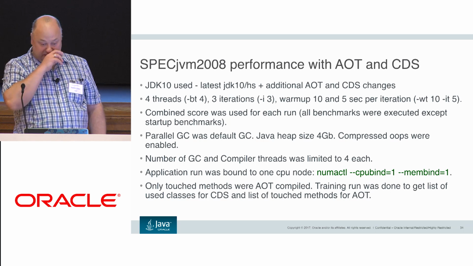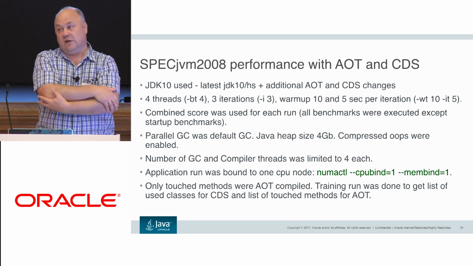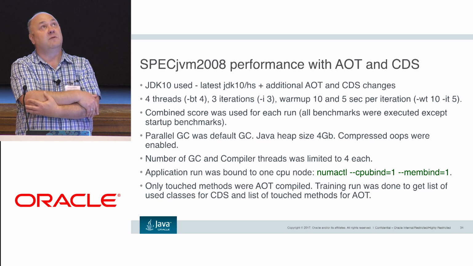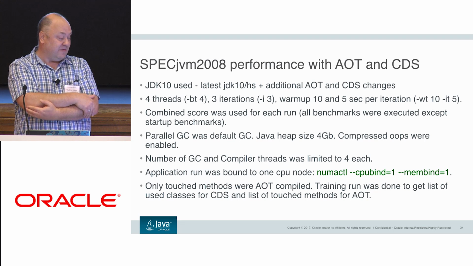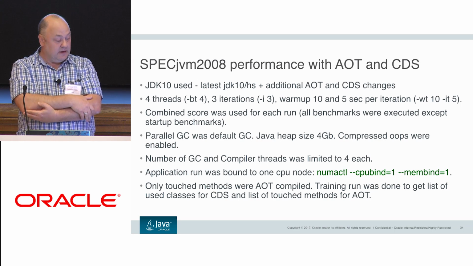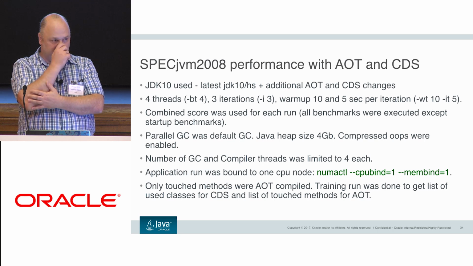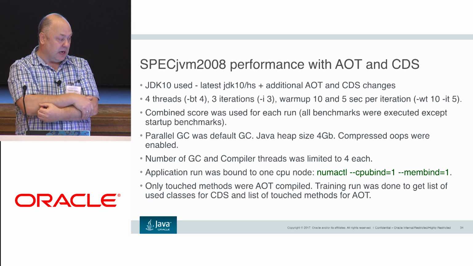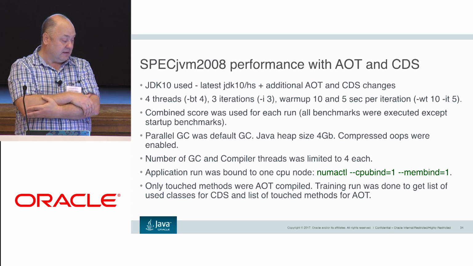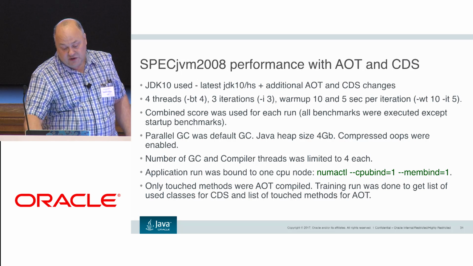Now about peak performance: how AOT and CDS affect peak performance. I used SPECjvm2008. Its runtime is quite reasonable, and the setup is very simple. I reduced the warmup time, iteration time, and number of iterations. Experiments show it's enough time to JIT compile during warmup and reach peak performance. I use the combined score at the end to compare results. The other settings are similar to the startup benchmark runs.